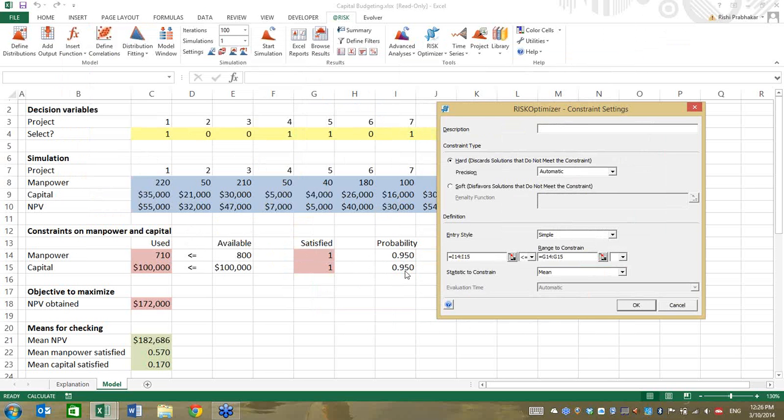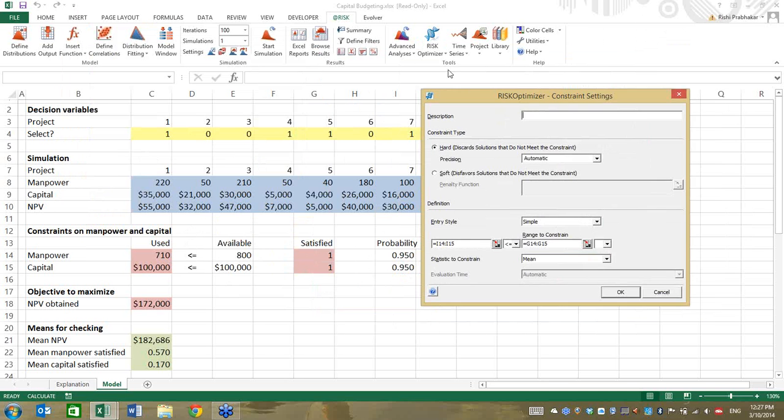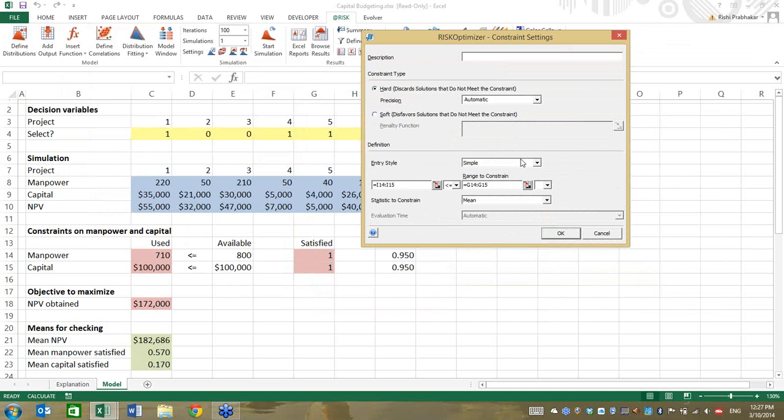We would be unhappy if it were more than 5% likely that we'd need to get more cash. But if it's only a 5% chance or less, totally acceptable. And the same for manpower. The way this will be done is by running a simulation and finding out what proportion of the simulation itself violated this constraint. That proportion would be determined by calculating the mean of the cells G14 and G15.